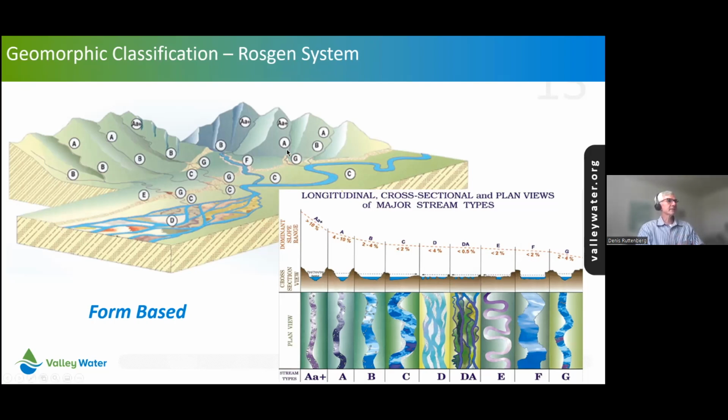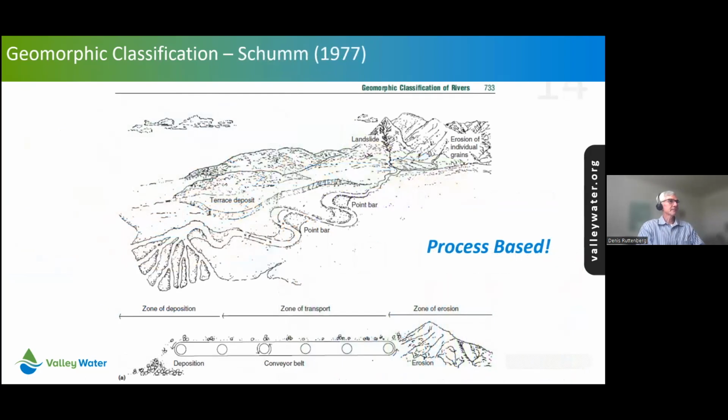So an A channel is conceivably in the headwaters. And then as the letters increase, you get lower in the system, like A, B, C, D. There's other variations of it. Anyway, it's the Rosgen system. Another approach to classification is process-based. So here we see Schumm.